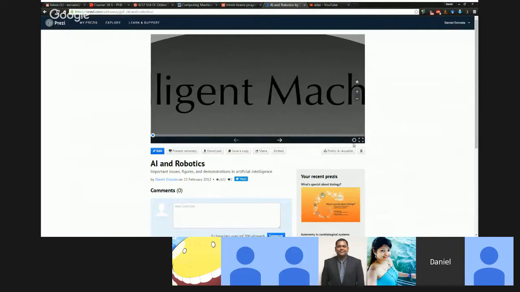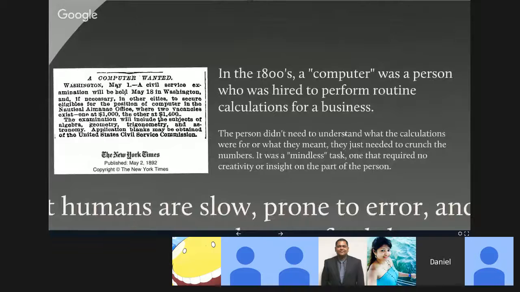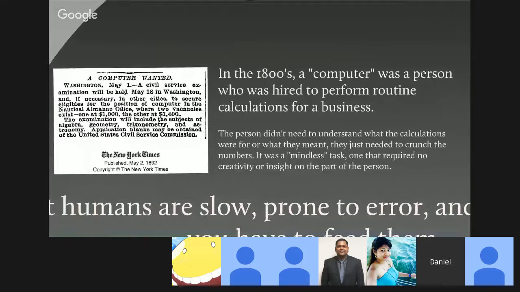So I have this little Prezi. I'm not going to go through the Prezi entirely. I just wanted to point out a couple of things. So prior to Turing coming around, and one of the reasons that Turing is considered the godfather of computing is because he formalizes what it means to be a computer.